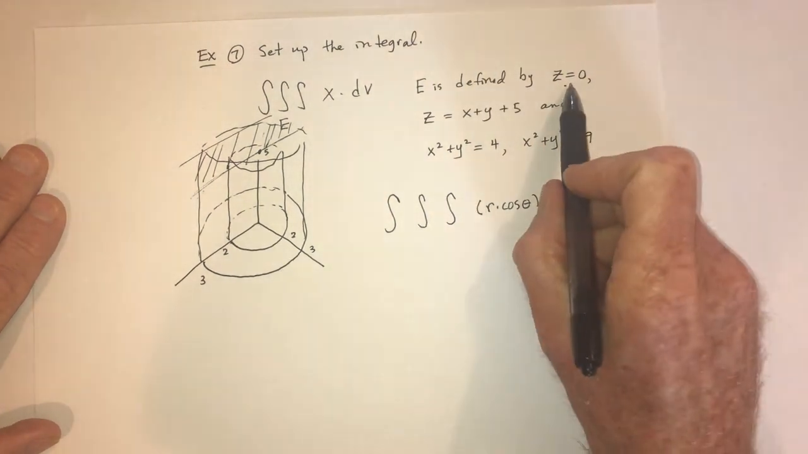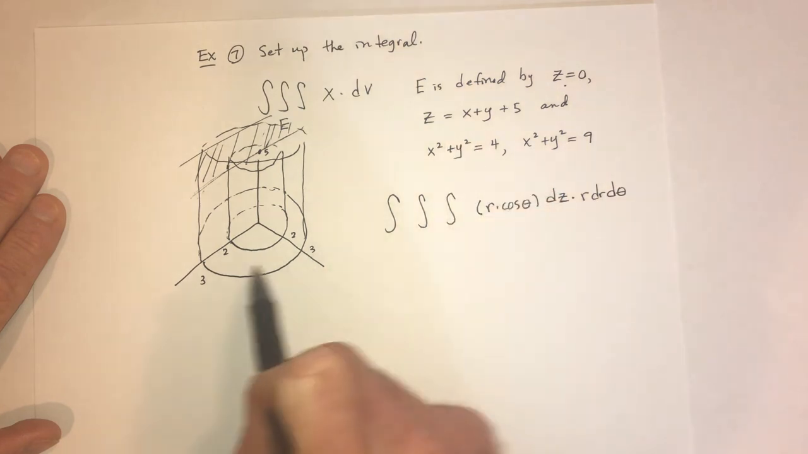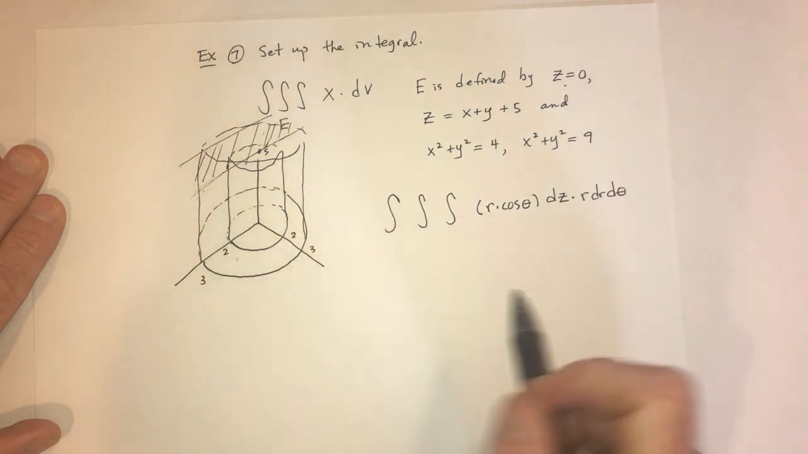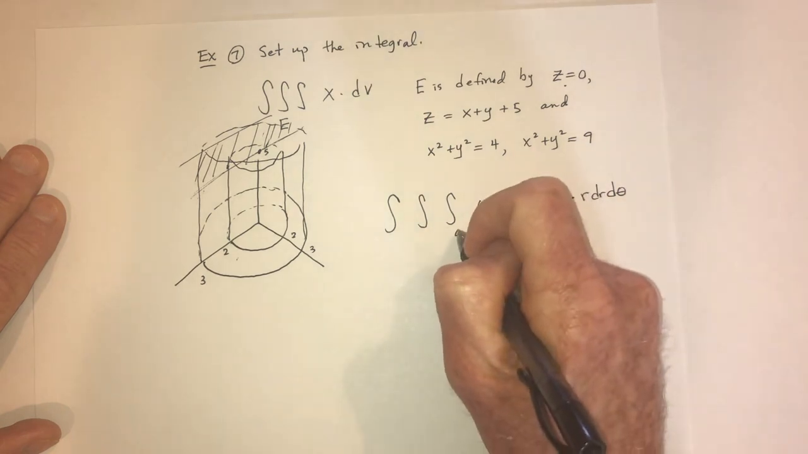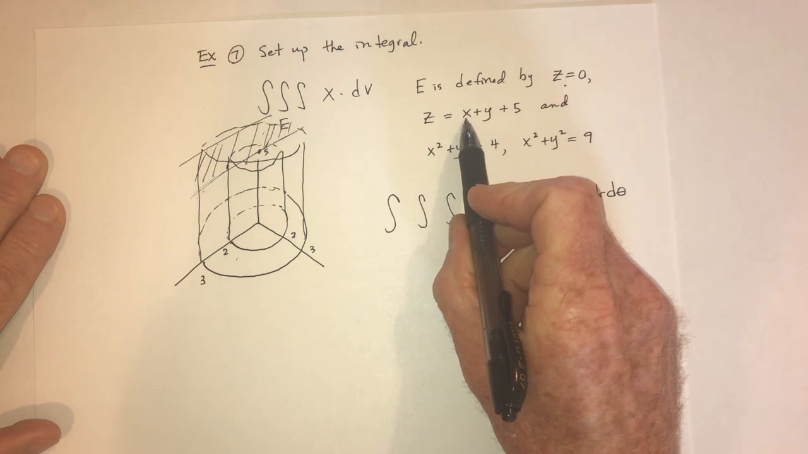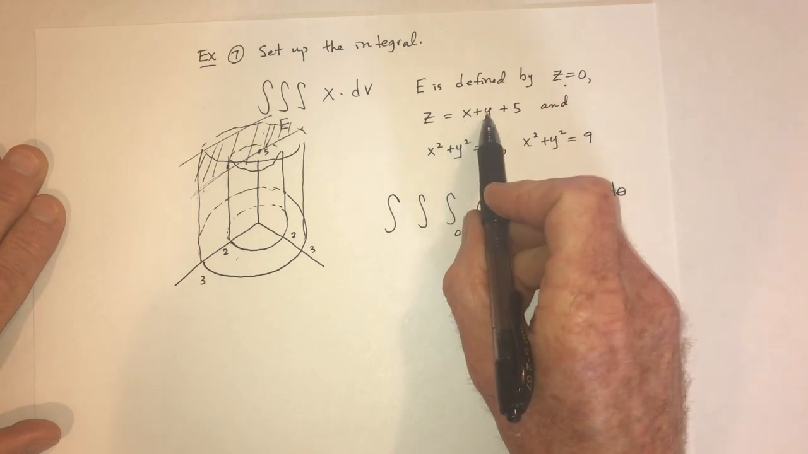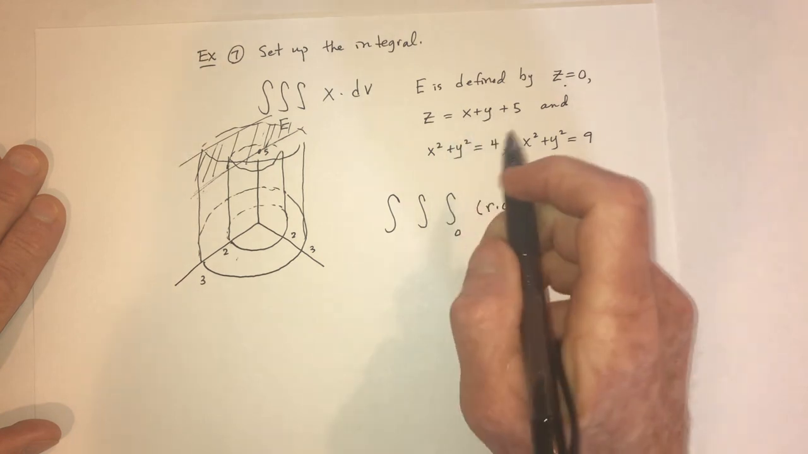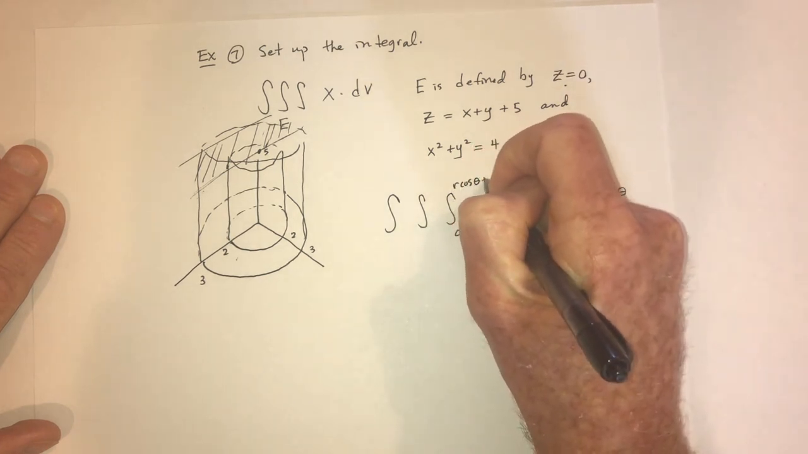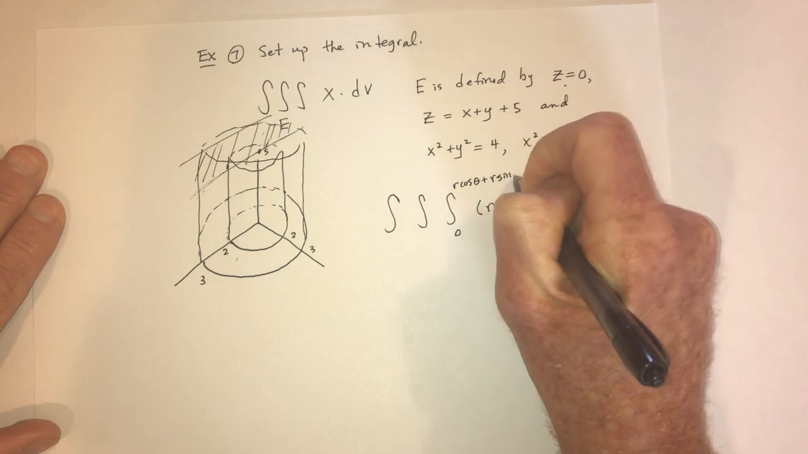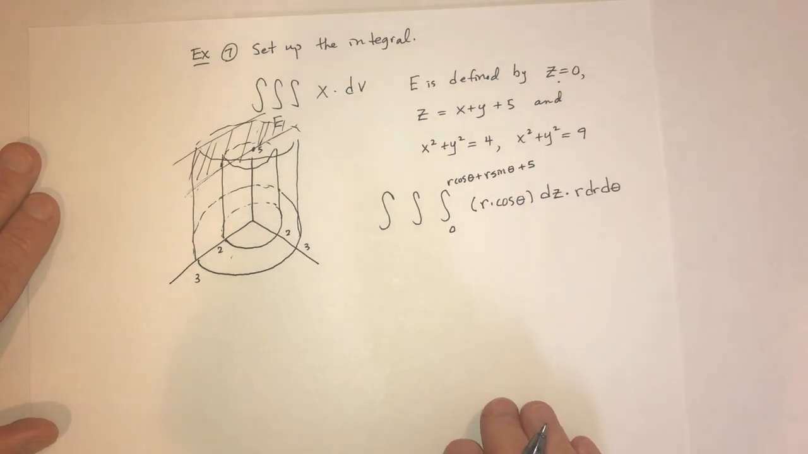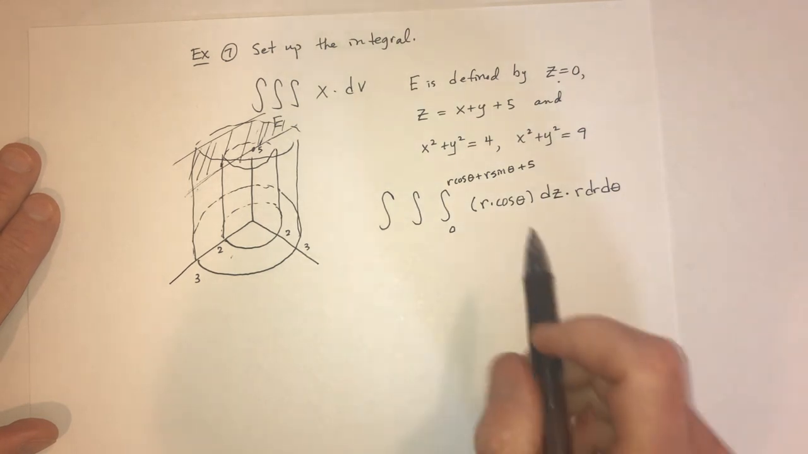So z goes from the bottom to this thing. So the z will go from here up to when it hits the plane. So z goes from 0 at the bottom, and this needs to be changed to r times cosine theta, and this needs to be changed to r sine theta. Just barely got enough room for it.